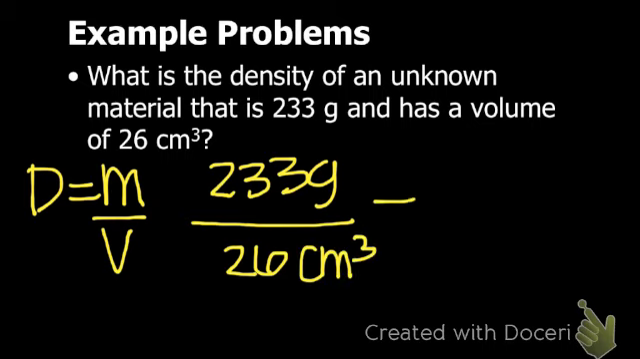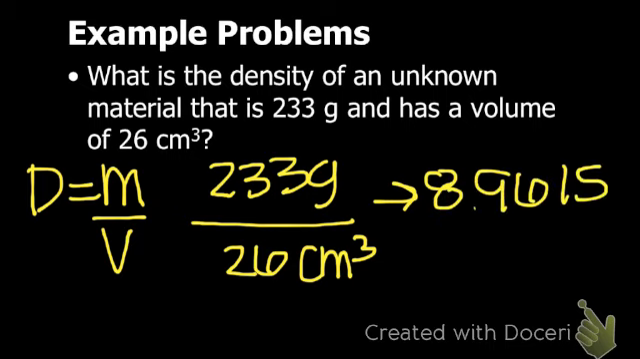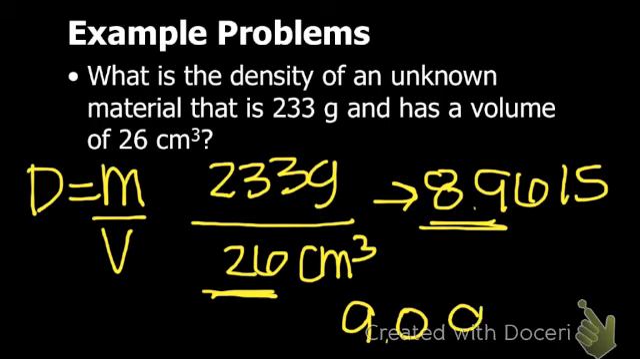And if we do this problem, we get 8.9615. But we know that we have to pay attention to sig figs, so we look, and since it's a division problem, we go by least number of sig figs, so 26. There's 2 sig figs here, so we need to round to 2 sig figs. So this becomes 9.0, going by our rounding rules. And in the last video, we also talked about units, so you have to include units. So this would be grams per cubic centimeter.